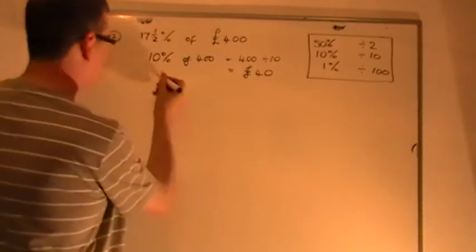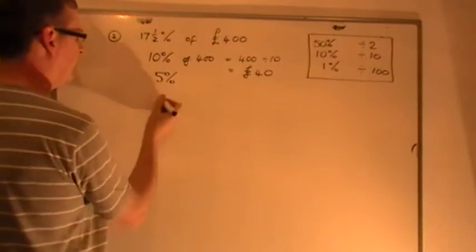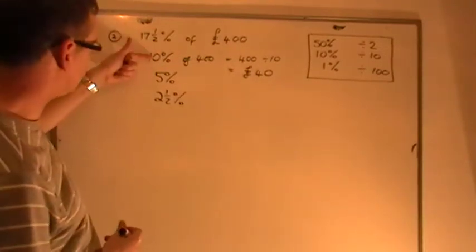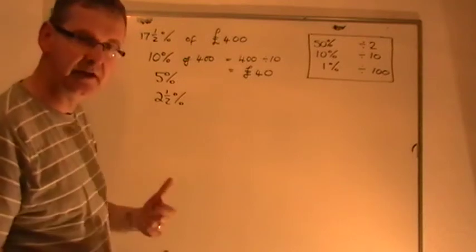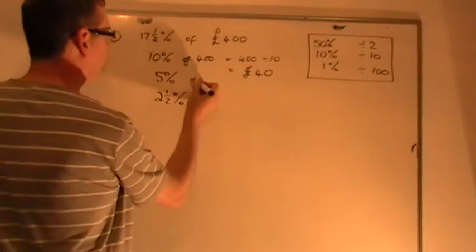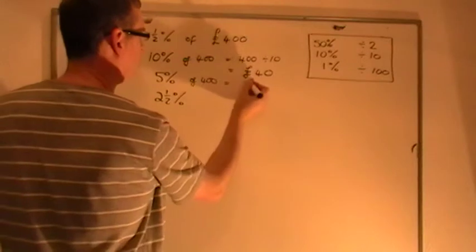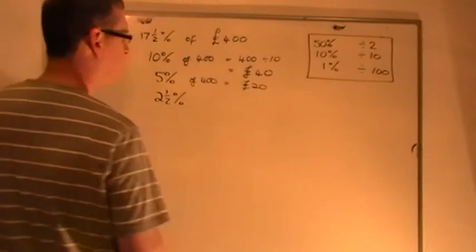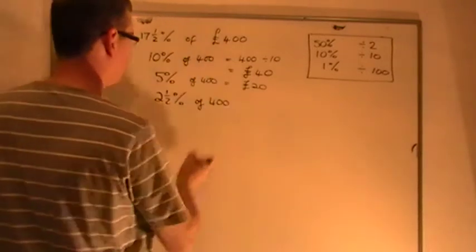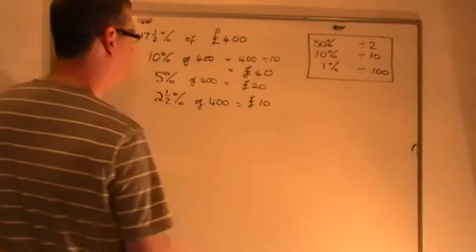Much, much easier. If you just halve the 10% to get 5% and halve the 5%, you'll get 2.5%. And then if you notice, if you add 10, 5 and the 2.5, they give 17.5. So that's the technique I'm going to use. So 5% of 400, just half the 10%. So you just halve the £40. So that's £20. 2.5% of 400, just halve the 5%. So you halve the 20, you get £10.